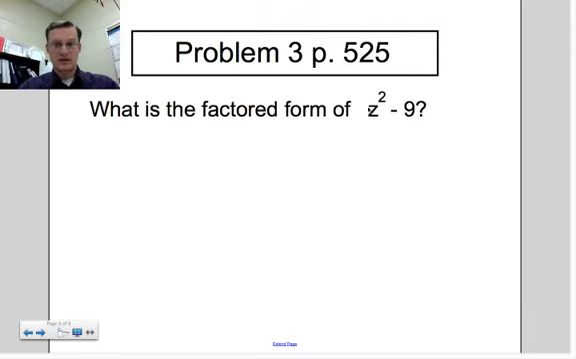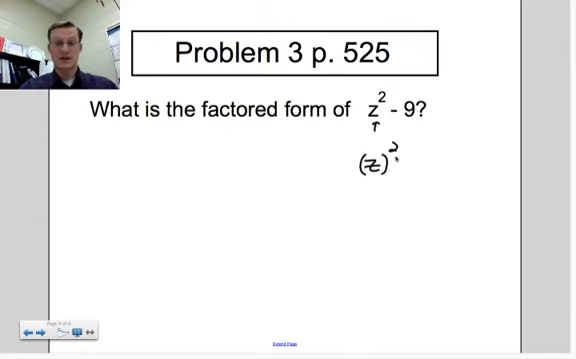Now, this is a binomial. When you see a binomial, up to this point, we don't have the quadratic formula. We'll learn that later. So we really need to have something that we can use with this. Well, the first one, is it a perfect square? Yes, it is. What times itself gives you z squared? Well, z does. So z squared.